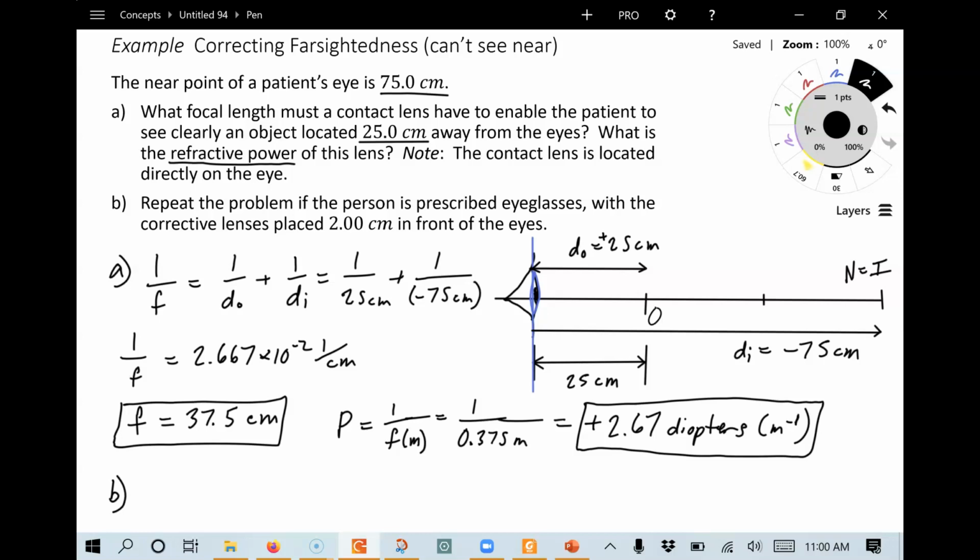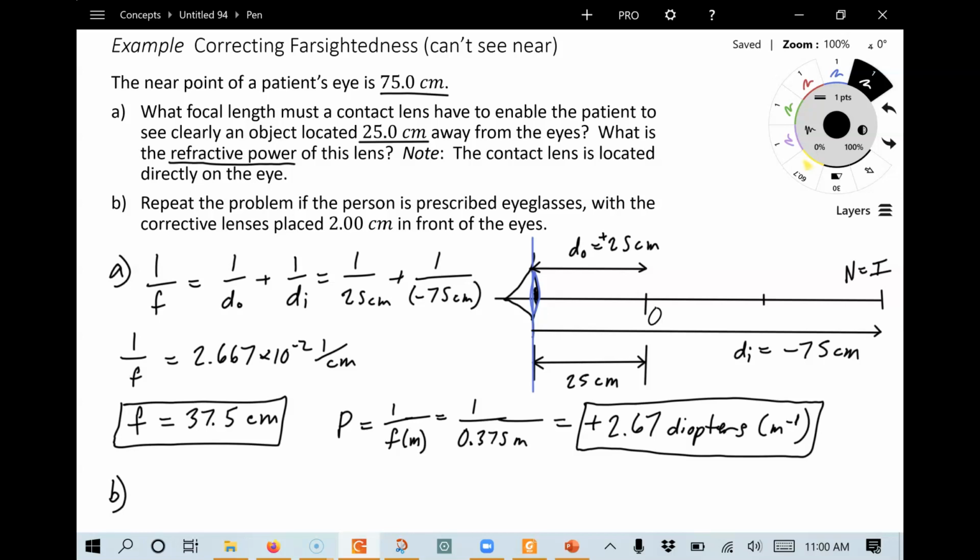We still want the eye to be here, and we still want to put objects 25 centimeters away from the eye, and we still need to produce a virtual image over at the near point from the eye, 75 centimeters. So none of those things are going to change. What is going to change is we're going to move the lens, because now it's not a contact on the eyeball, it's going to be a lens that is a little bit in front of the eye.